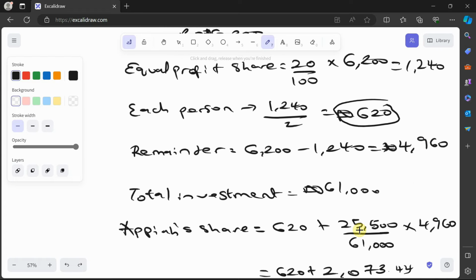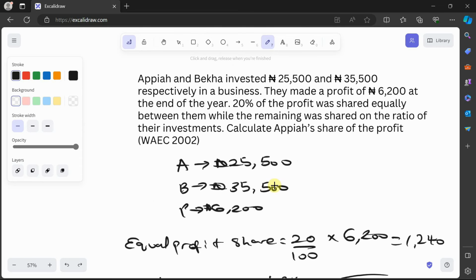Now, the question told us that each person's share, the extra that the person will take out apart from this 120, is dependent on the ratio of what the person brought in. Remember, Appiah is our point of focus. We're in the Appiah already at 620, plus what extra will she have? If you look at the question, she brought in 25,500. Remember, the extra that she will have will be based on the ratio of the investments.